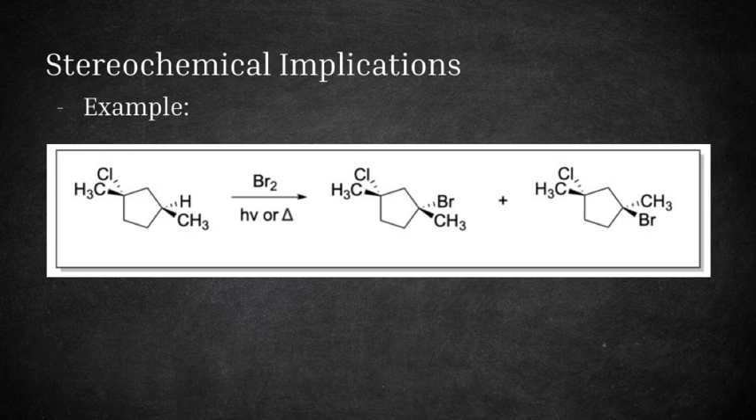For example, 1S,3S-1-chloro-1,3-dimethylcyclopentane reacts with bromine under photochemical or heat conditions to give two major products, 1R,3S-1-bromo-3-chloro-1,3-dimethylcyclopentane, and 1S,3S-1-bromo-3-chloro-1,3-dimethylcyclopentane. These molecules differ in configuration at only one of their two stereocenters, making them diastereomers.